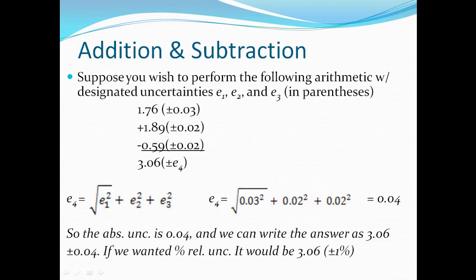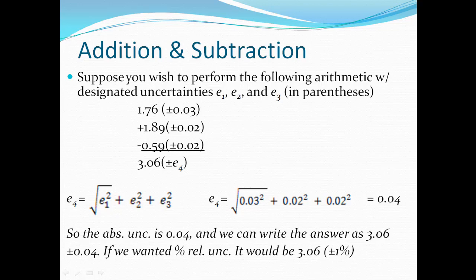The rule for the propagation of uncertainties in addition and subtraction is actually pretty easy. So let's say you had this arithmetic problem which has these three numbers. You would add the numbers like normal. So you have 1.76 plus 1.89 minus 0.59. That gives you a total of 3.06.